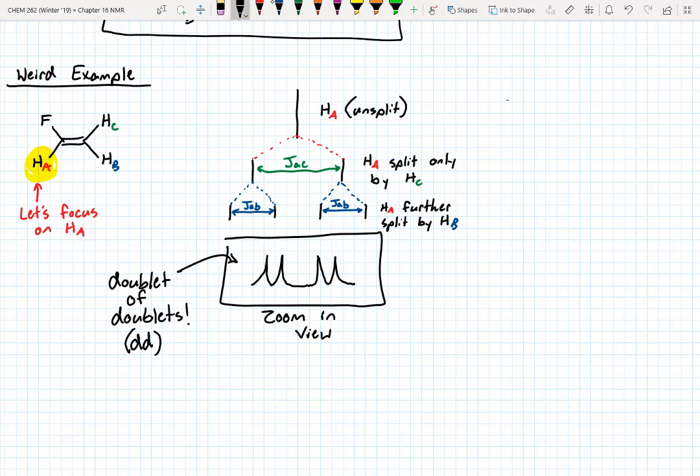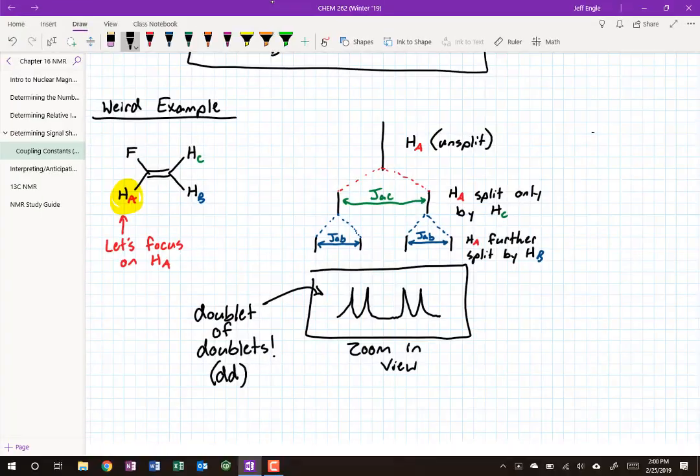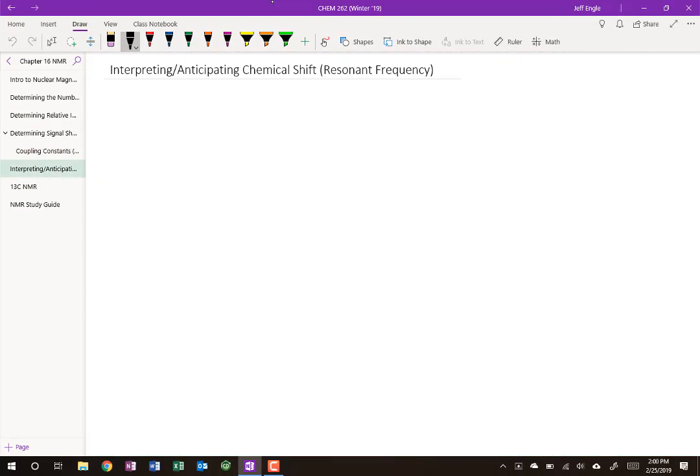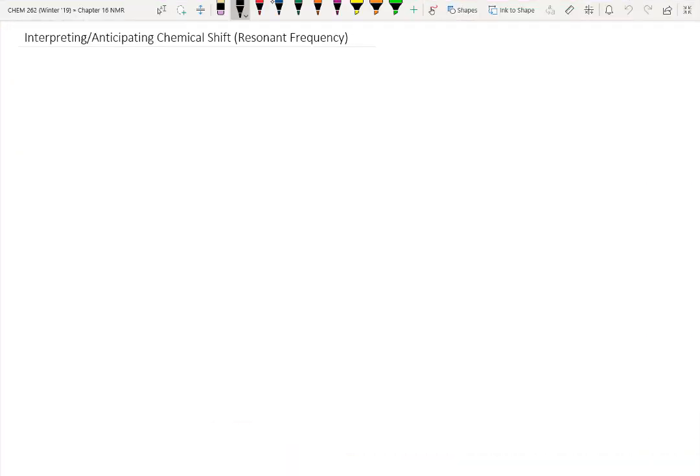Yeah, good question. All right, so now let's take a look at where peaks show up in NMR spectra. This is called chemical shift or resonant frequency, meaning are they really far to the left on the spectrum or really far on the right. So let's take a look at chemical shift.